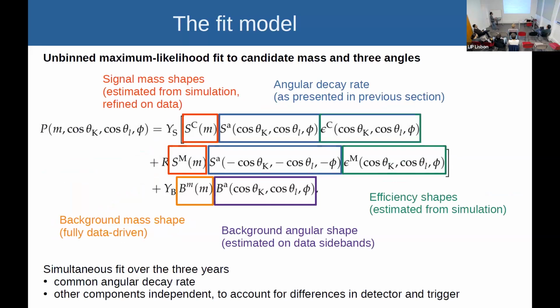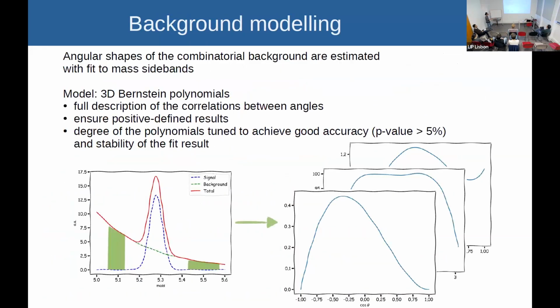But the problem is that we want a full three-dimensional parameterization of the background in order to fully describe the correlation between the angles also in the background. And when we have 1,000 events and split them in this three-dimensional phase space, the statistics is really a problem. So we found the best procedure is to use a model based on three-dimensional Bernstein polynomials, where controlling the coefficients of the Bernstein polynomials allows us to ensure that the result is positive definite.